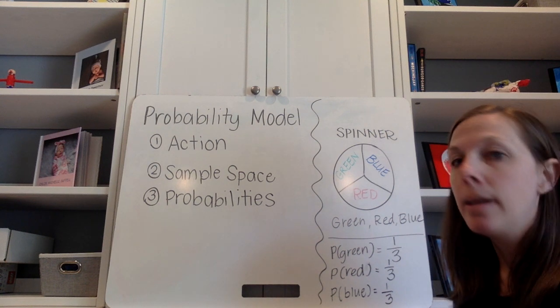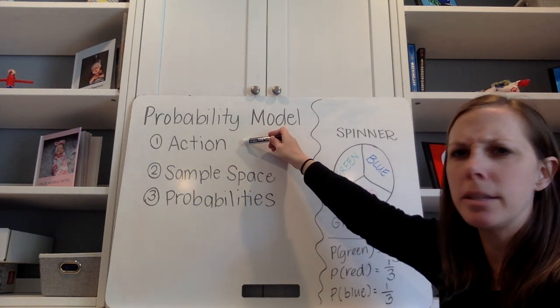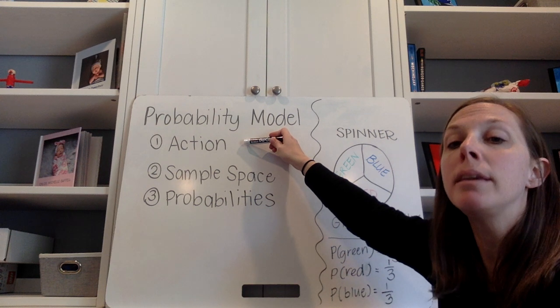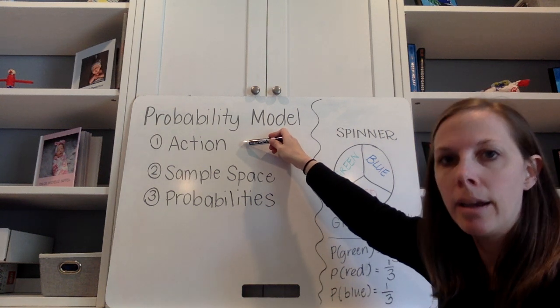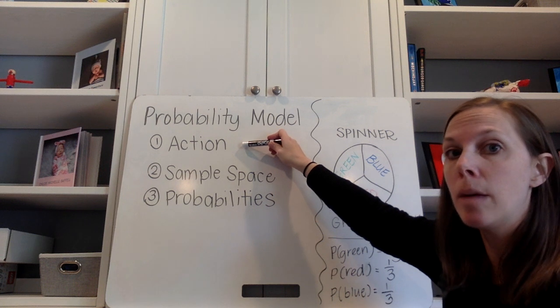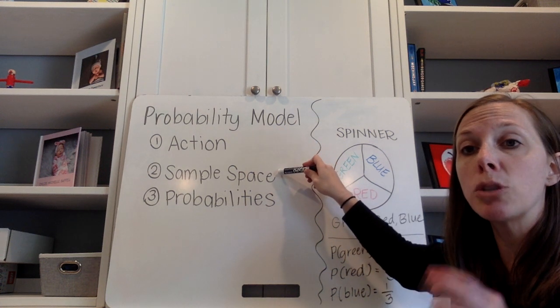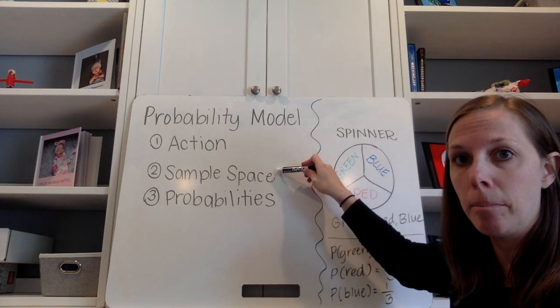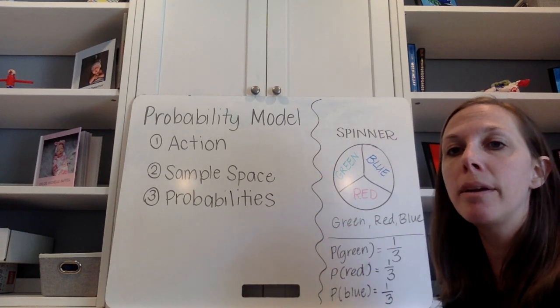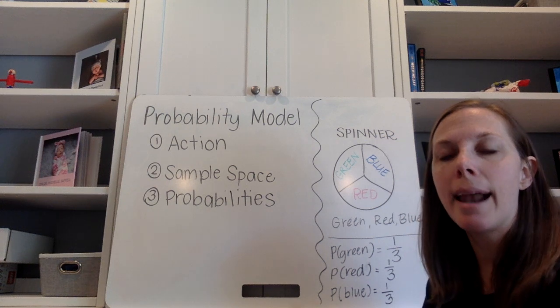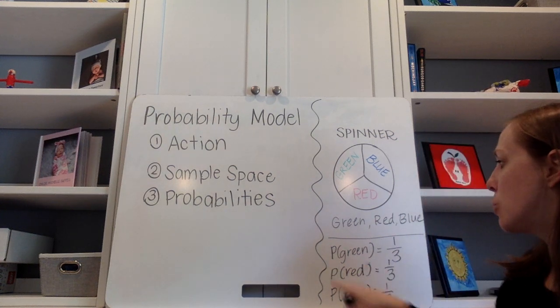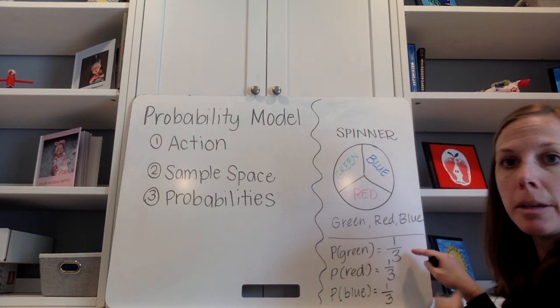Keep in mind that the action, you might feel kind of silly. You're like, flip a coin? Yes, that is exactly right. Okay, this one seems a bit silly, but it's what are you actually doing? Sample space here, we're just listing every possible outcome. And then probabilities, we're giving what is the chance that that outcome occurs. So that's where we get into our technical probabilities here.